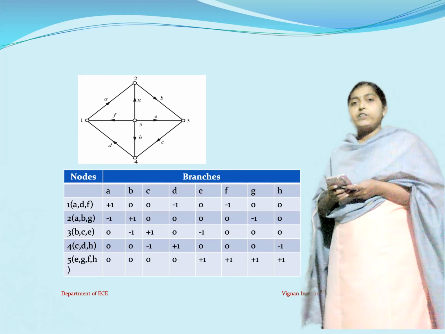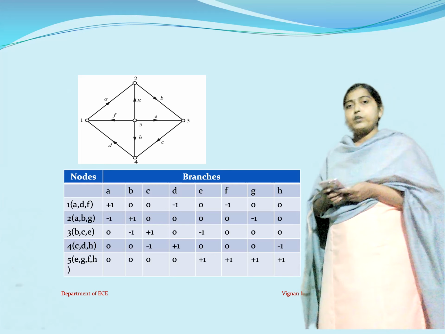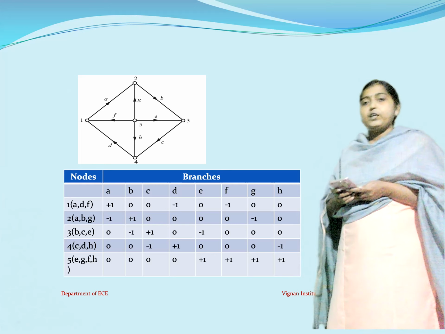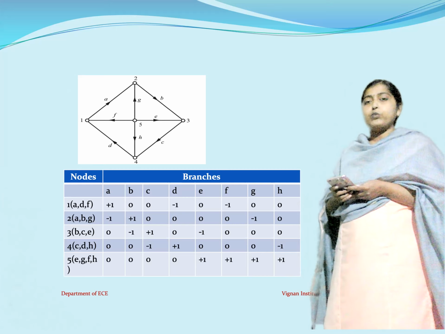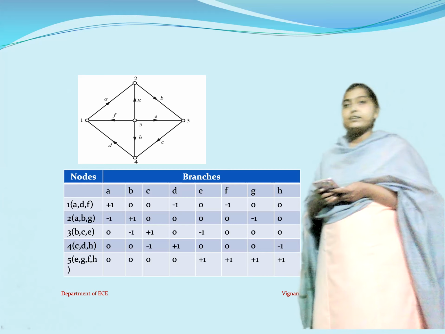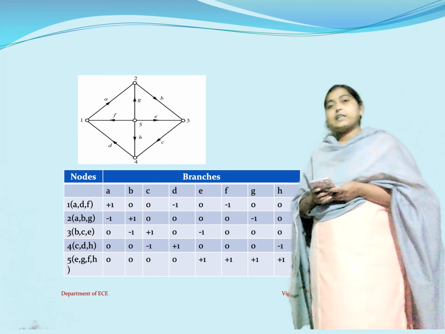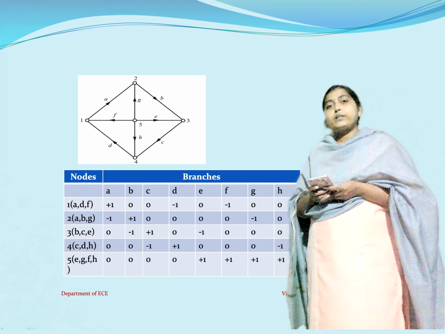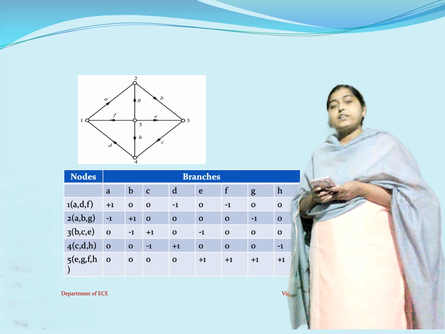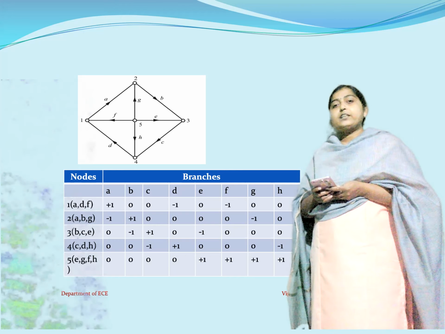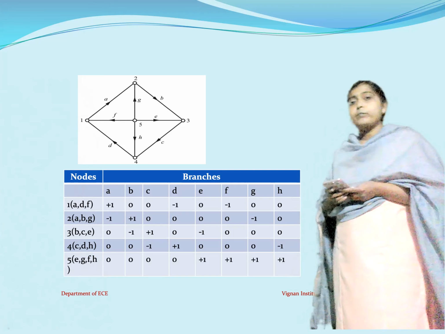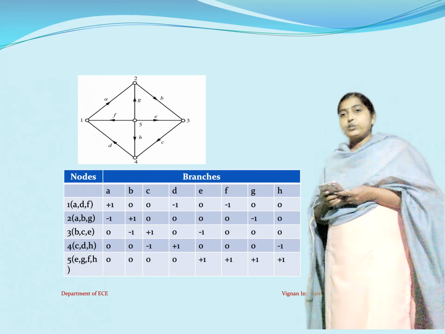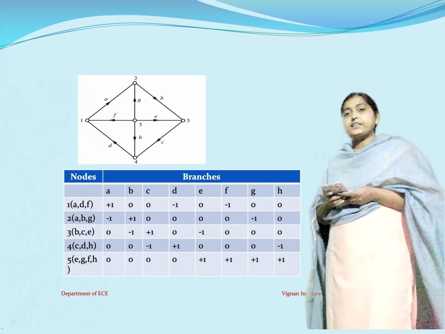So today we have discussed how to draw an incidence matrix, how to draw the network graph, how to draw the tree, and how to calculate the number of links present in the network. For today's class, we will end here, and in the next class we will discuss how to write a tie set schedule. Your tie set schedule is similar to the mesh analysis which you have already studied. So we will discuss the tie set schedule in the next class.